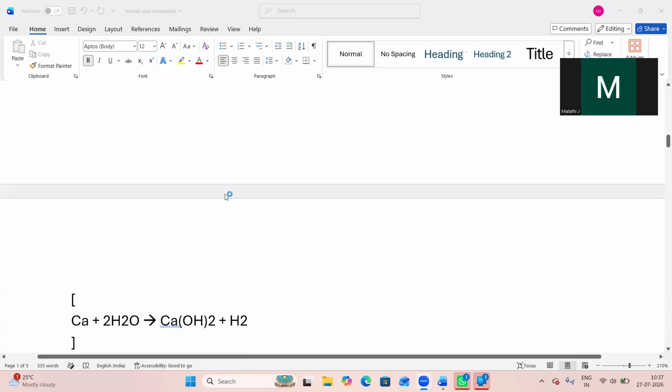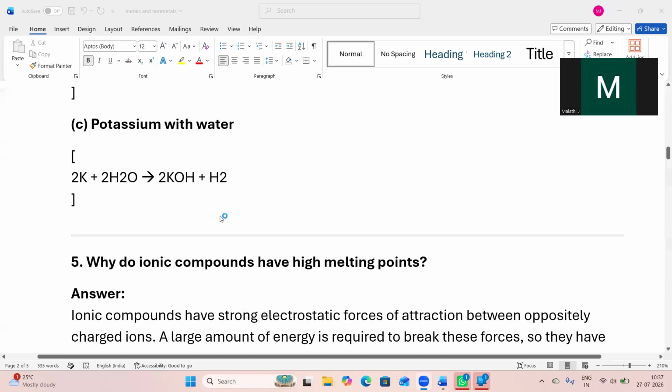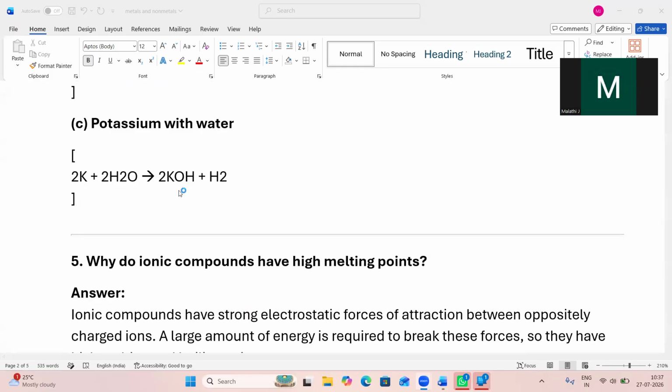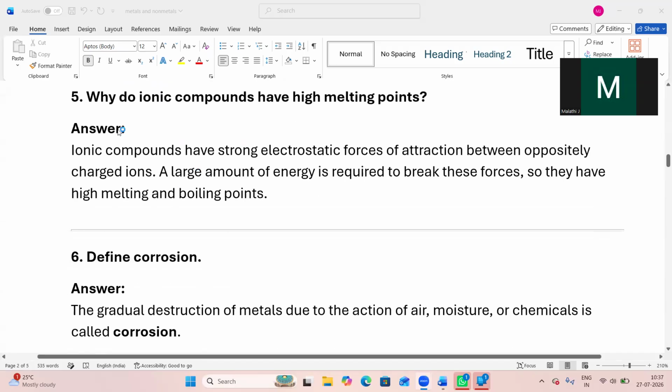Next, calcium with water. Calcium plus H2O, we will get calcium hydroxide and hydrogen gas. Then potassium with water. When potassium reacts with water, we will get potassium hydroxide and H2 gas will be liberated.